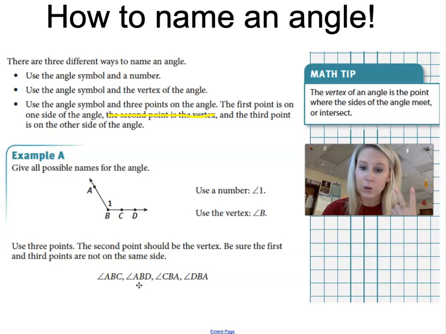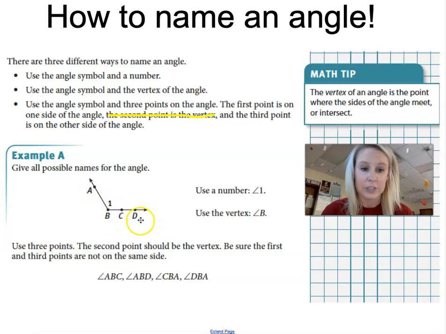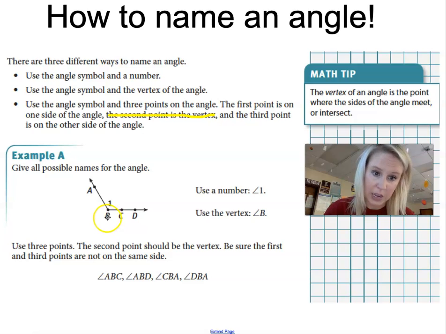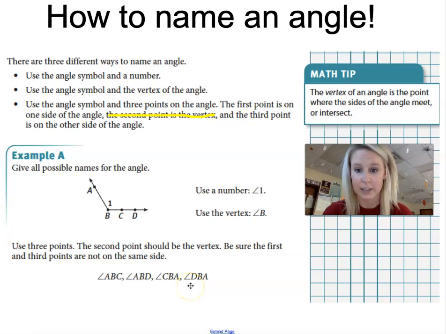You can also flip the order. So for example, I could do C, B, and then A, or I could do D, skip over C to come to B, and then A. So D, B, A, C, B, A, etc. Okay, so just to refresh again, there are 3 ways to name an angle. Angle symbol has to be in all of them. You can say angle 1, angle B, or you can name it using 3 letters. Just make sure you never call it A, B, C, D. We don't need 4.